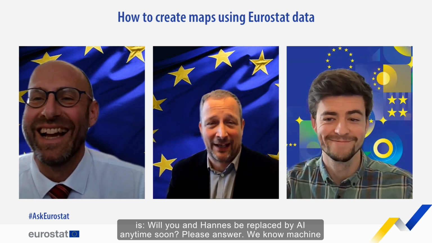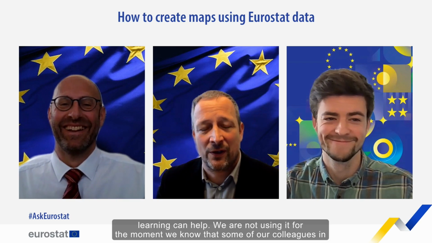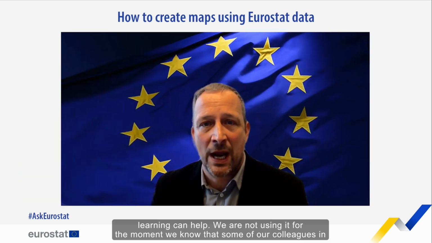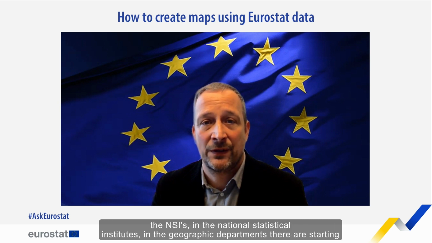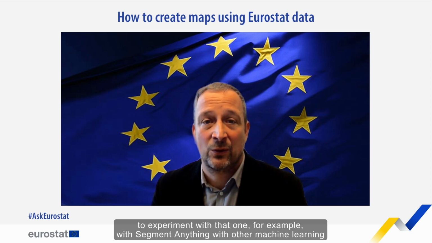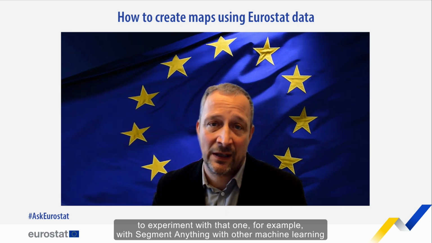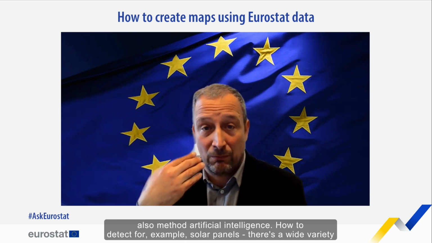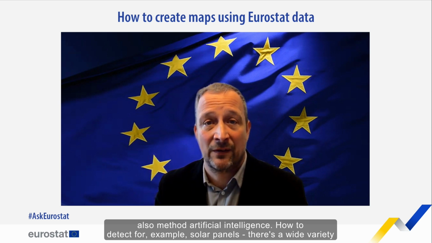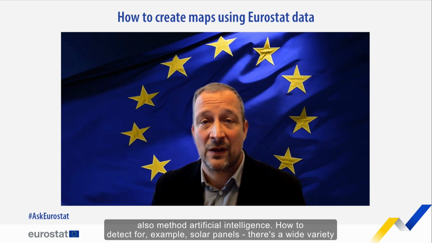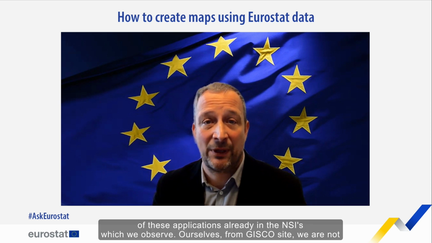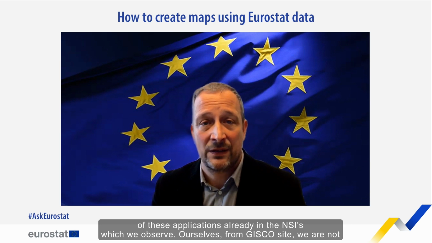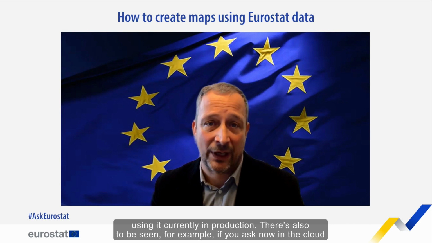Sure, I'll answer. We know machine learning can help. We are not using it for the moment. We know that some of our colleagues in the NSIs, the National Statistical Institutes, in the geographic departments there, are starting to experiment with that, for example with Segment Anything and other machine learning and artificial intelligence methods, to detect, for example, solar panels. There's a wide variety of these applications already in the NSIs, which we observe. Ourselves on the GISCO side, we are not using it currently in production.